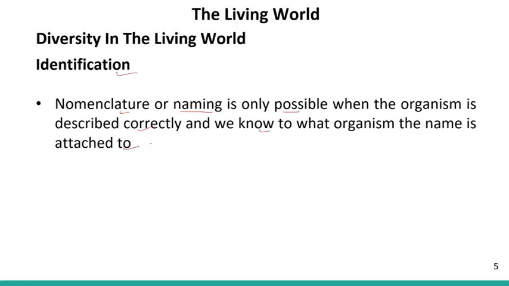This process, when the organism is described correctly, is known as identification. And this identification process is very important for nomenclature. First we have to identify the organism. The first step will be identification of the organism. And then the second step is the nomenclature, naming.